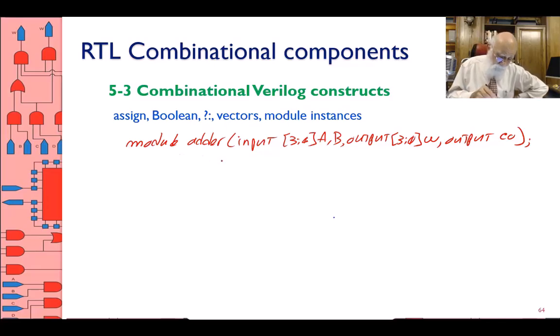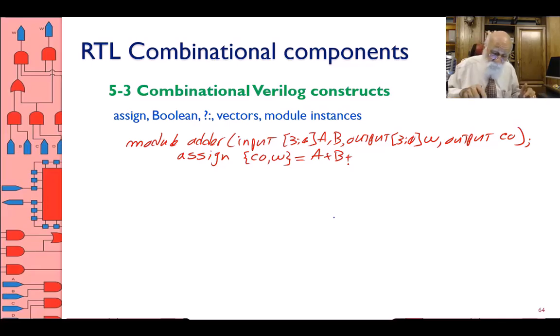And my adder is assign, that's again assign, W. Now, carry out becomes the fifth bit, and therefore I use curly bracket, carry out, comma, W. That gives me 5 bits altogether, and this is equal to A plus B plus. Do I have a carry in? No, I don't, so that's it. All right, and end module.